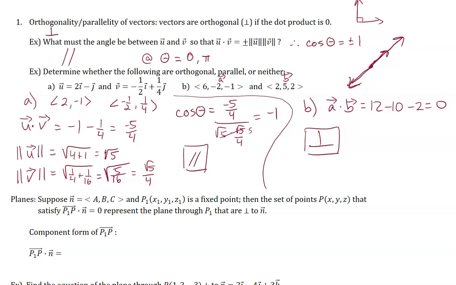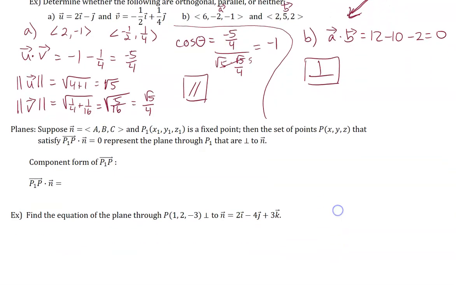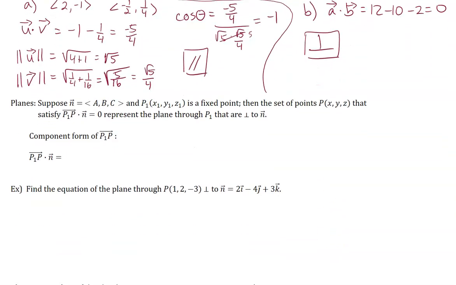All right, and now we get to another application of the angle between two vectors, and that has to do with planes. The equation of a plane is represented as a linear function with 3 variables, so ax plus by plus cz equals d, where a, b, c, and d are constants.